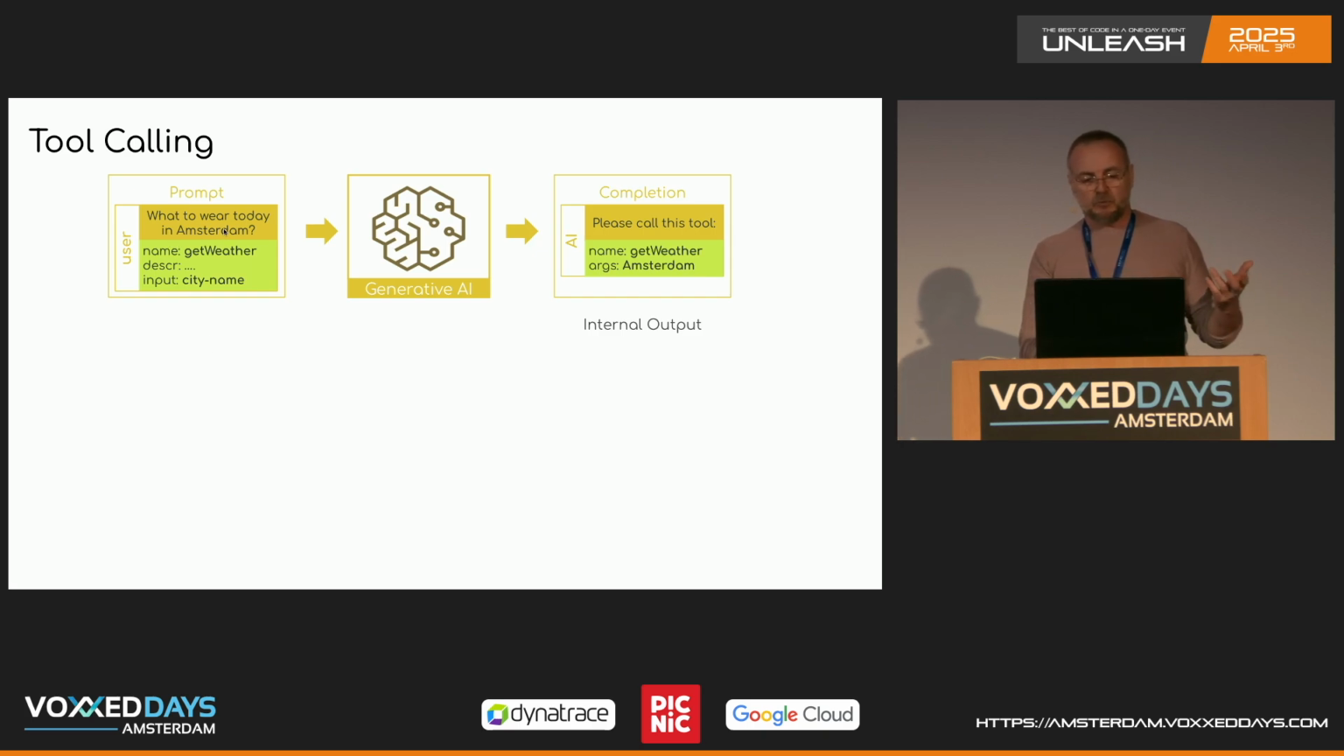In this case, we're asking what to wear today in Amsterdam. Normally, the model wouldn't know how to answer these questions, but because it sees that you have this metadata with tools, instead of providing the final response, which says, I don't know how to answer this, it's going to provide an intermediate response called a tool request, saying, okay, can you call this function or this tool on my behalf with this particular argument, Amsterdam.